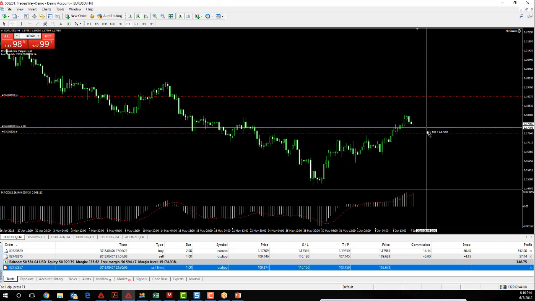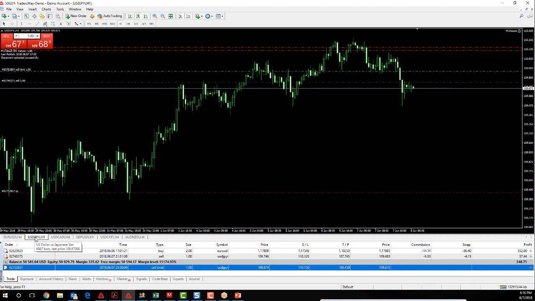So we're looking at a good, decent, let's say 25 pip risk to almost 150 pips in profit. So that's a good risk to reward ratio right there. All right, let's move to the next trade.